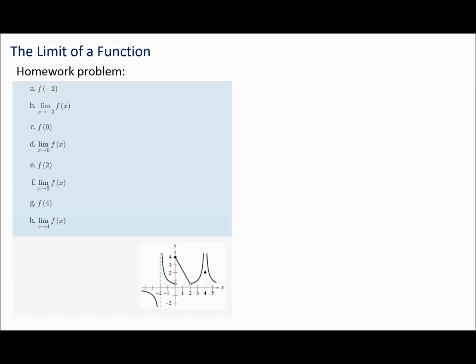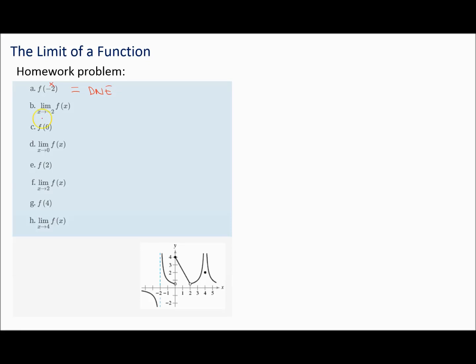A, they just want you to evaluate f of -2. Now remember, when you see this notation, this is your x value on the inside. So this is your x value. They want us to find the y value. So I go over to -2, and look, there's a vertical asymptote right there. So f of -2 does not exist. There is no function value for -2.